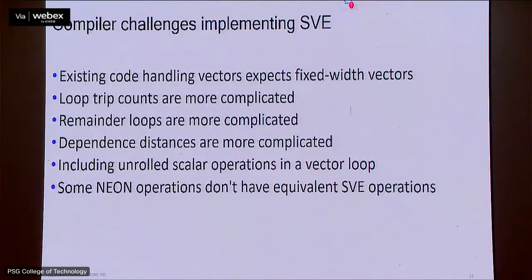If there's an operation that depends on, say, i, and i plus 5, and these two elements are used in two different parts of the code, previously you could optimize it with Neon because you know the exact size of the vector. But with SVE you don't know the size of the vector, so you don't know if it's going to overlap or not. And then, as I said, some Neon operations don't have equivalent SVE operations.